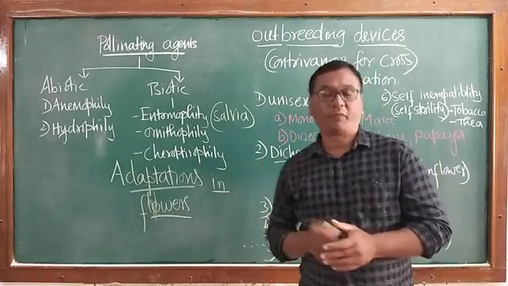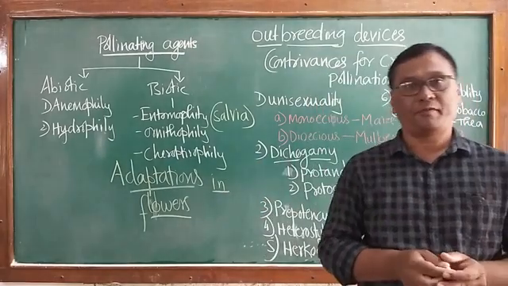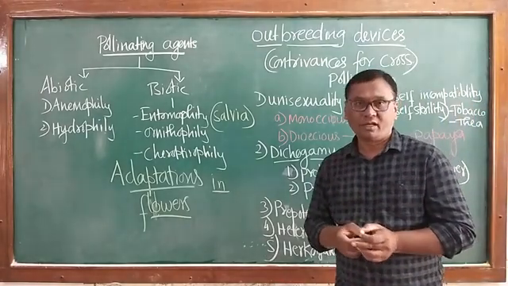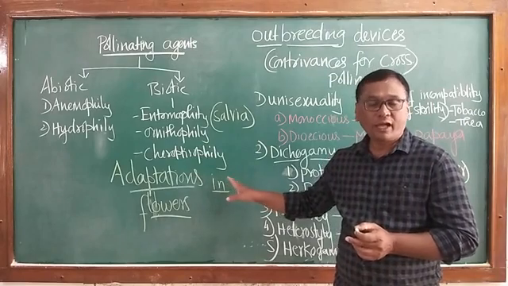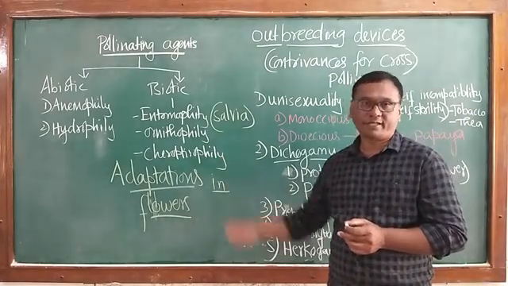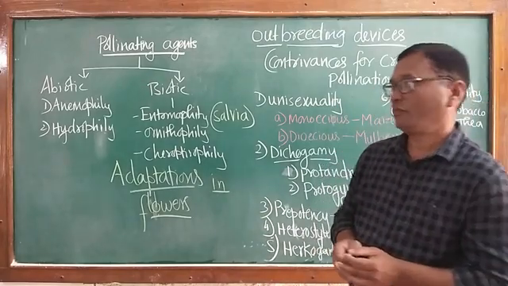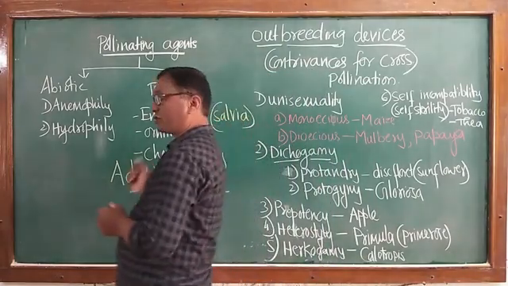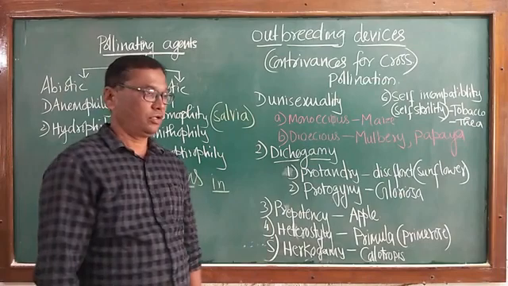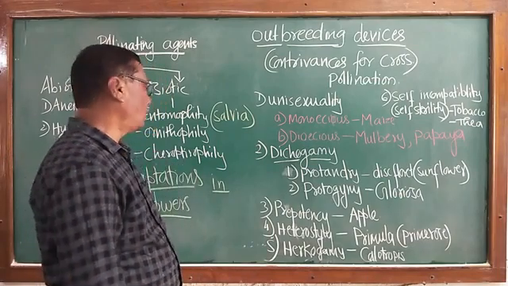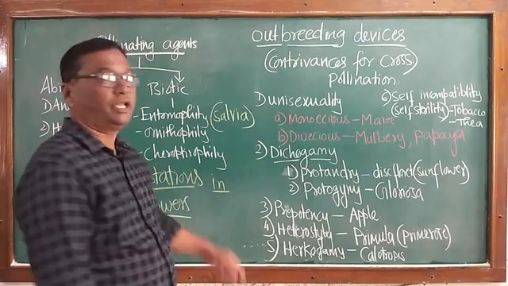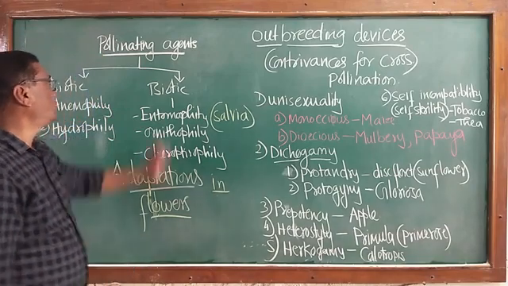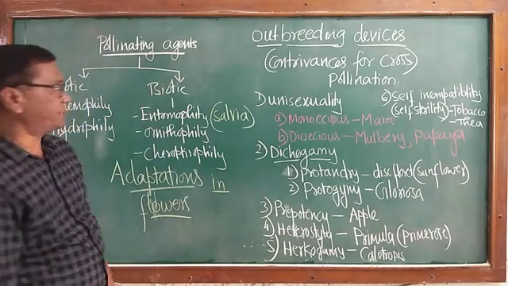Examples of the plants pollinated by bats are Gygella, Adansonia, Anthocephalus. These are the common examples of the plants pollinated by Chiropterophilia. So with this we complete the study of pollinating agents.